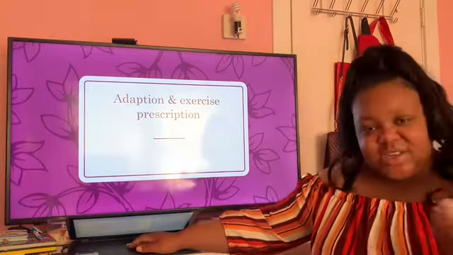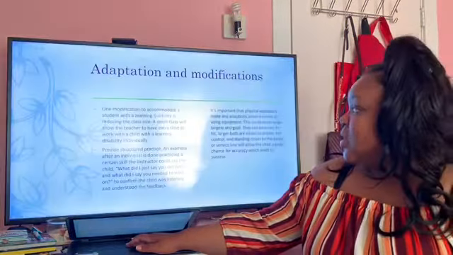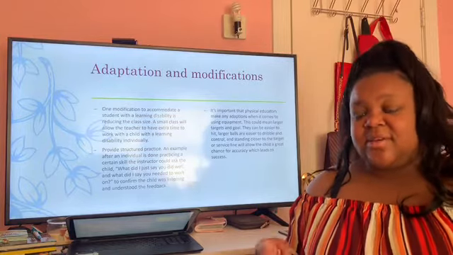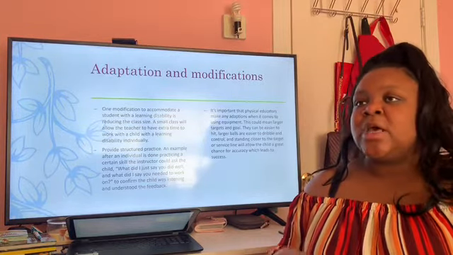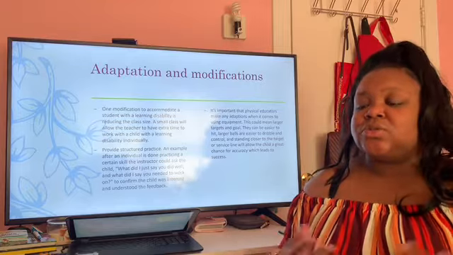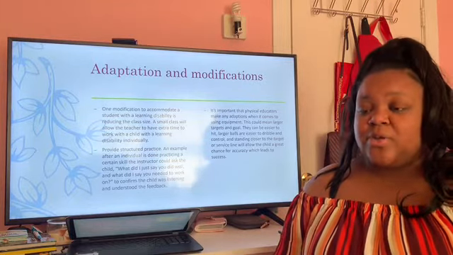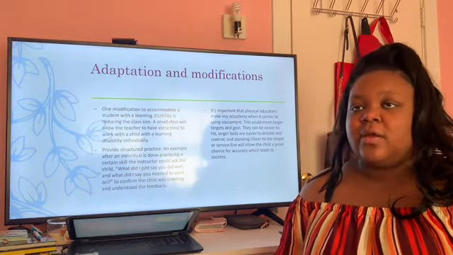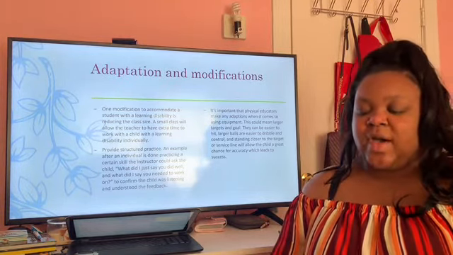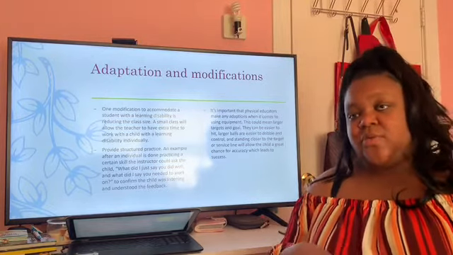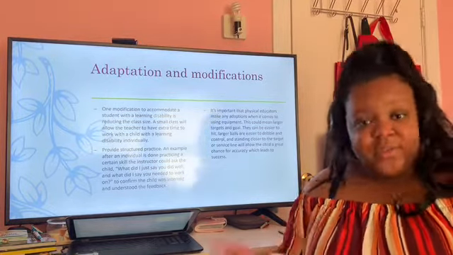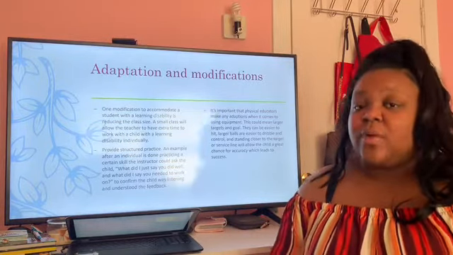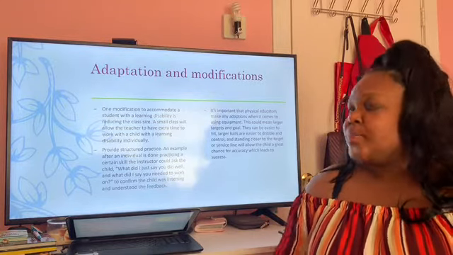So, adaptation exercise prescription. One modification that I thought was good was to reduce the class size when it comes to individuals with learning disabilities, for the simple reason that normal classes are 25 to 30 students. You don't have enough time to individualize for any student with a learning disability. So I feel like reducing the class size can help. If you have a class size of 10 to 15 students, you'll have more time to work with everyone, whether they have a learning disability or not.